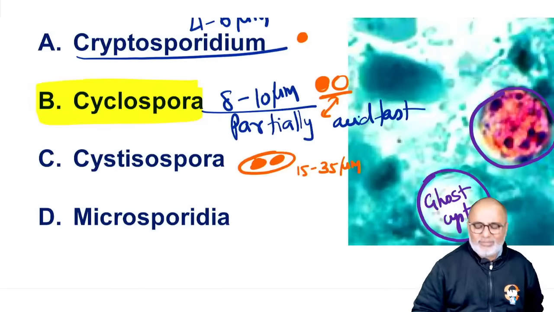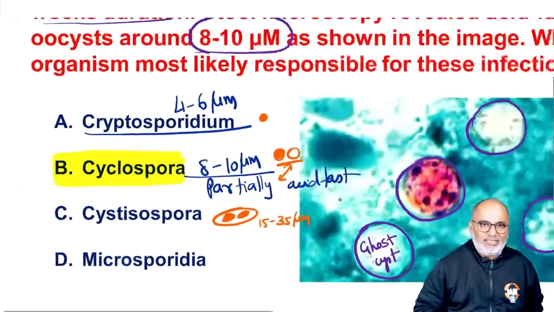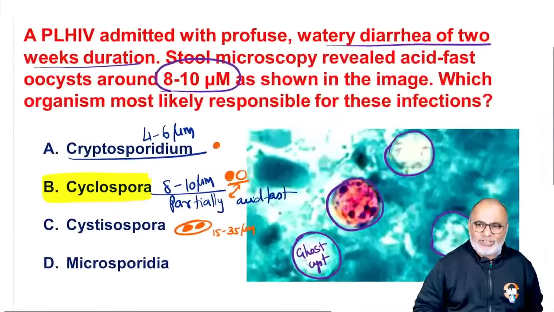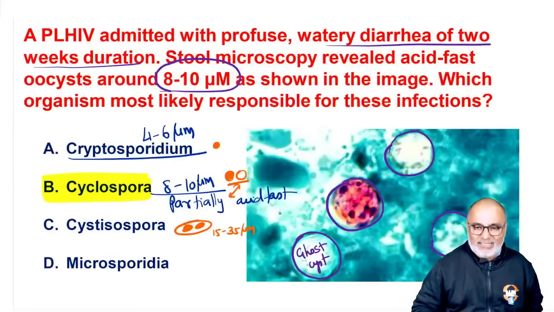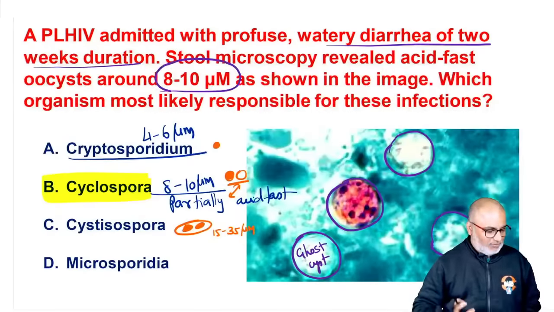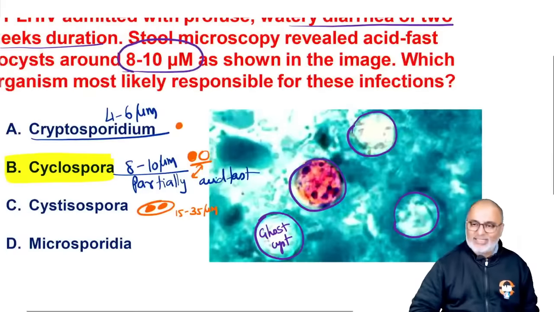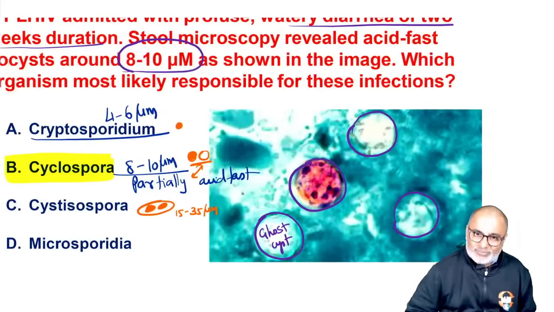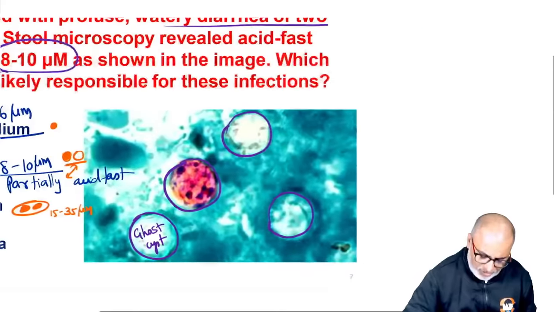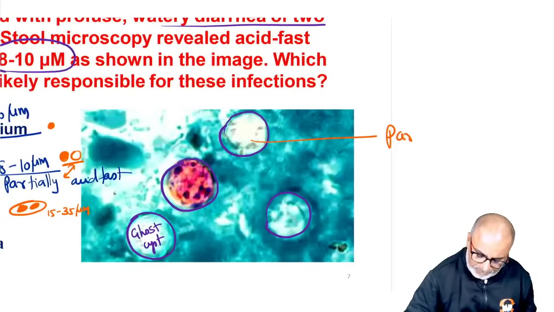Microsporidia is now not a protozoa, it is a fungus. So always we may have a question on opportunistic infection and HIV, diarrhea, especially watery diarrhea. Treatment for all is usually sulfa drugs, cotrimoxazole; for Cryptosporidium, nitazoxanide we are giving. Okay, that's all. Yes, ghost cells are only seen with Cyclospora. That is the clue. This is called partially acid fast.